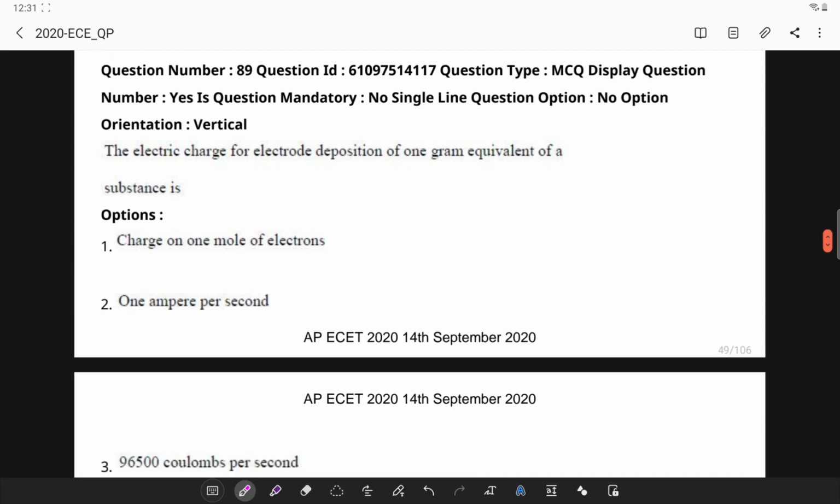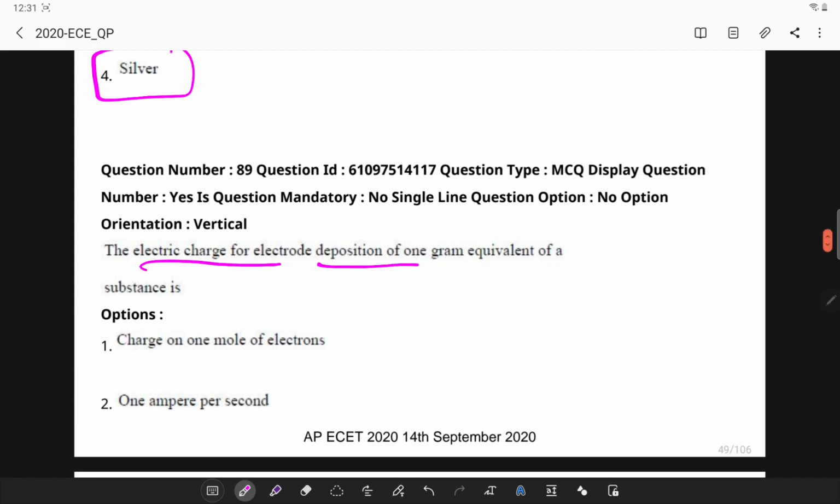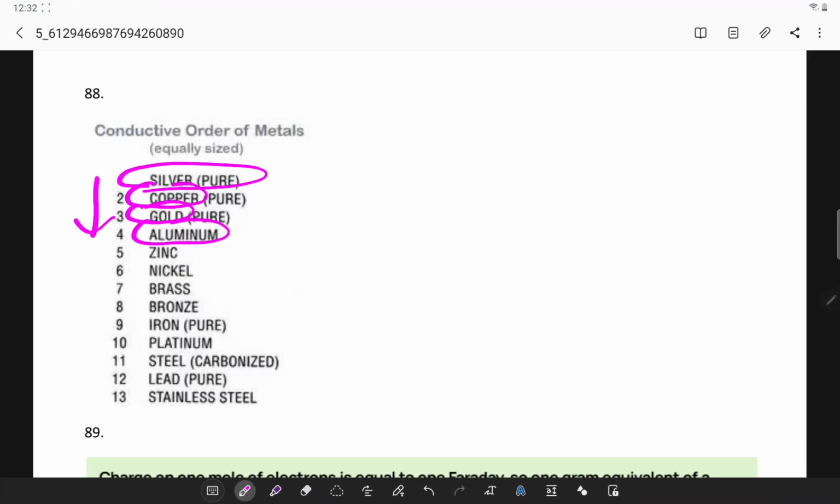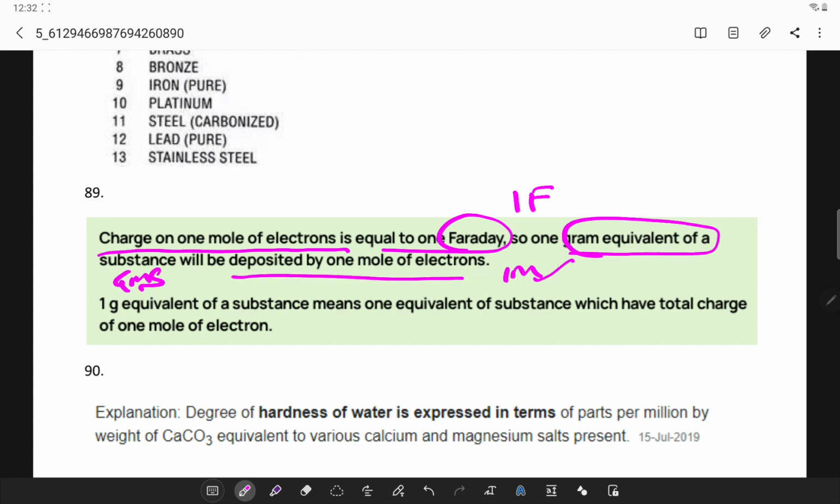So next, the electric charge for electrode deposition of 1 gram is equivalent to, so see the options. It is not coulombs per second or ampere per second, it is just charge on 1 mole of electrons. So charge on 1 mole of electron is equal to 1 Faraday, or it is also called gram equivalent of substance deposited by 1 mole of electrons. So this is a definition of Faraday.